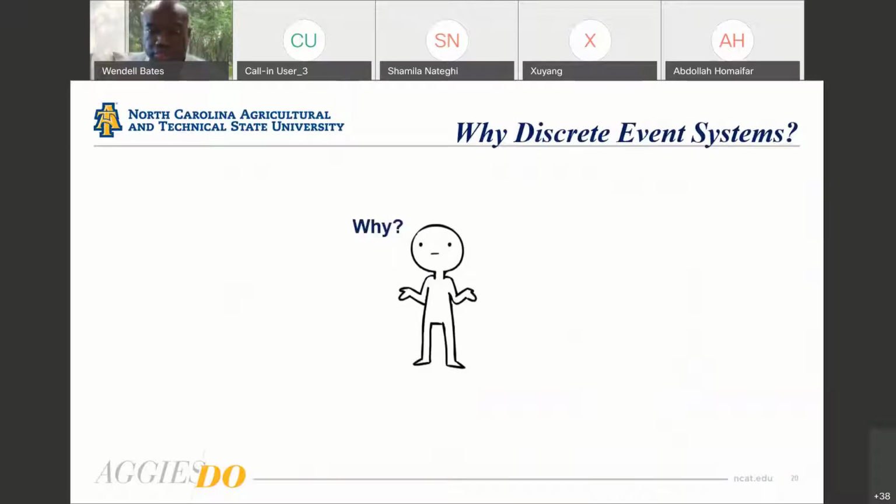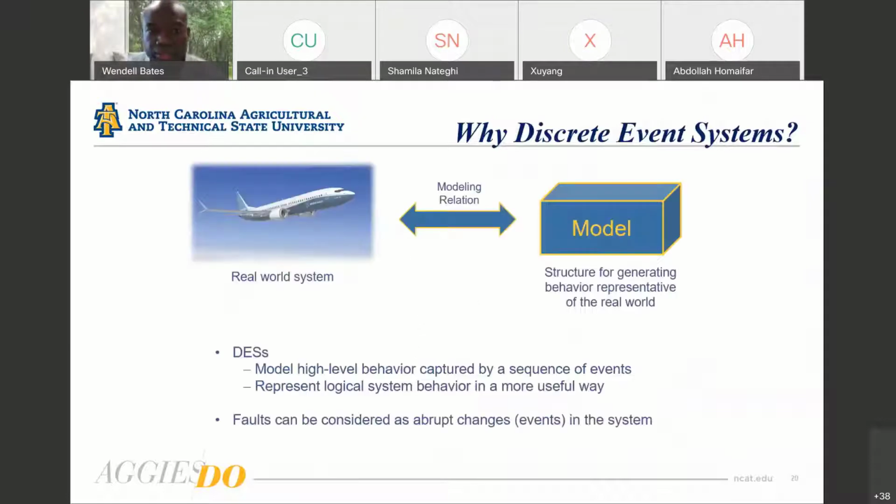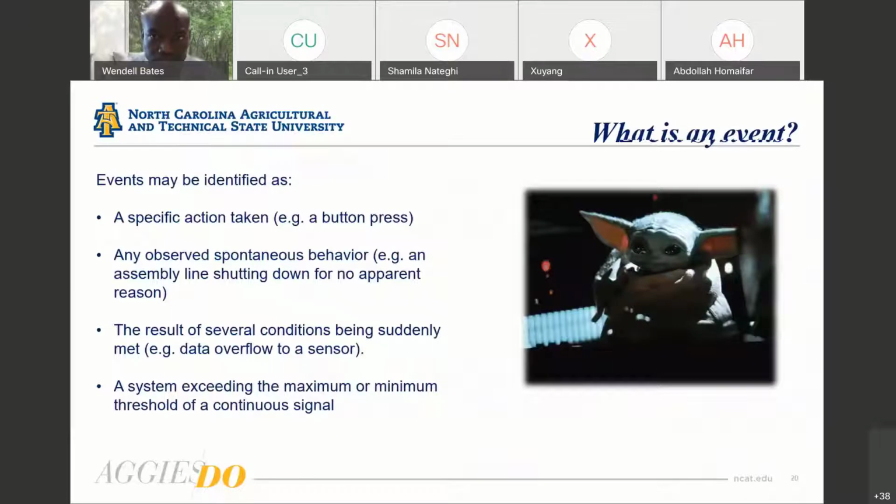In our research, we choose to model these different systems as discrete event systems. The reason is that discrete event systems are able to provide a model for high-level behavior, which is captured by a sequence of events, and also represent logical system behavior in a more useful way. Also, any faults that occur in the system can be considered as abrupt changes or events in the system.